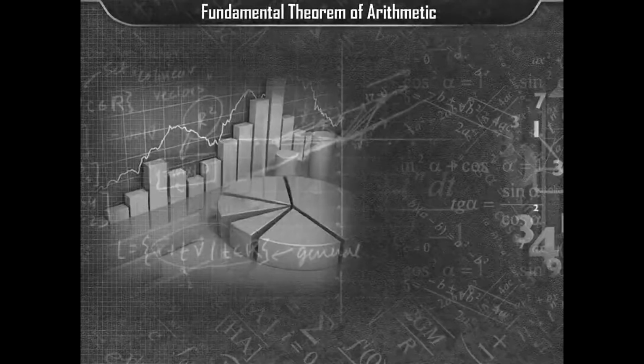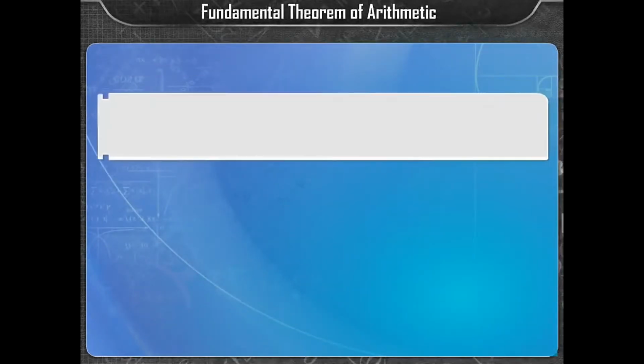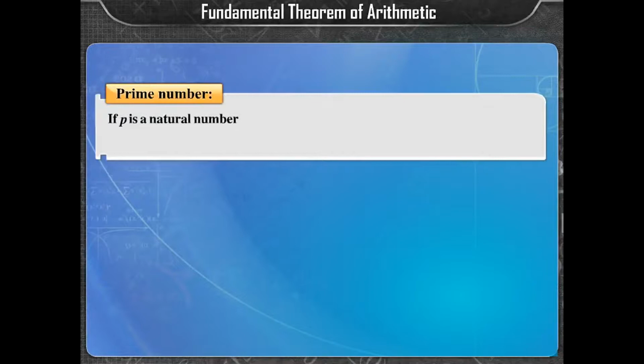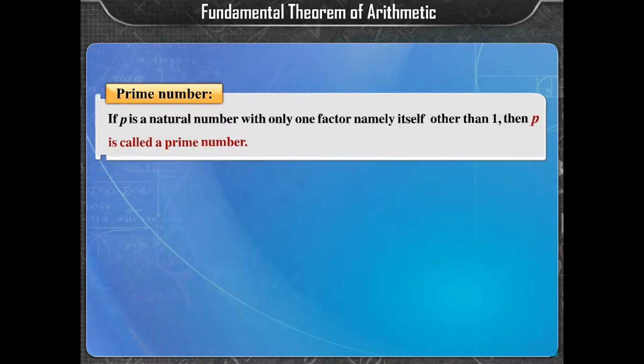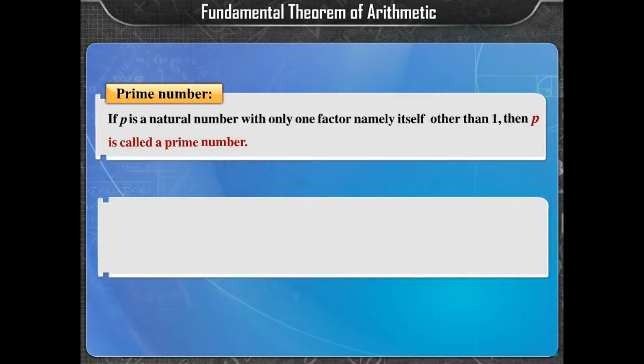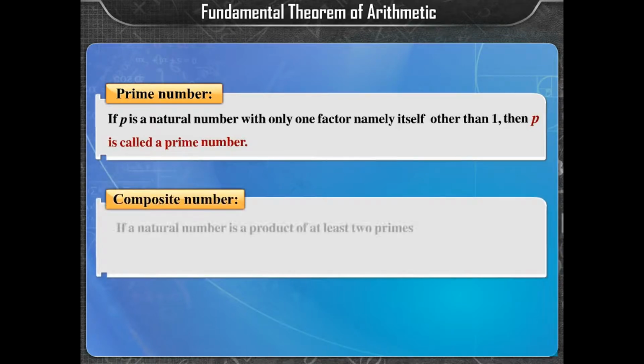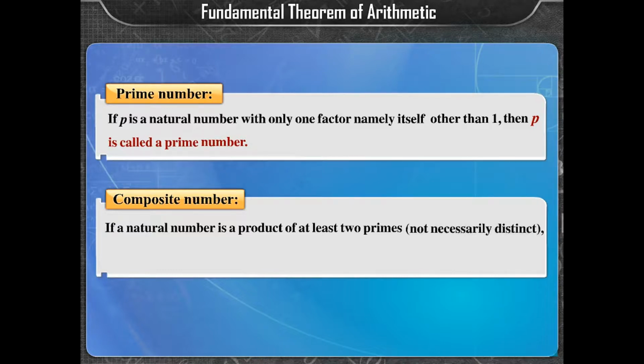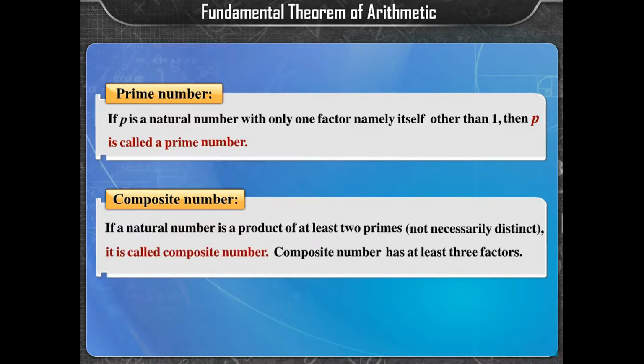Fundamental theorem of arithmetic. Prime number: if p is a natural number with only one factor, namely itself, other than 1, then p is called a prime number. Composite number: if a natural number is a product of at least two primes, not necessarily distinct, it is called a composite number. A composite number has at least three factors.